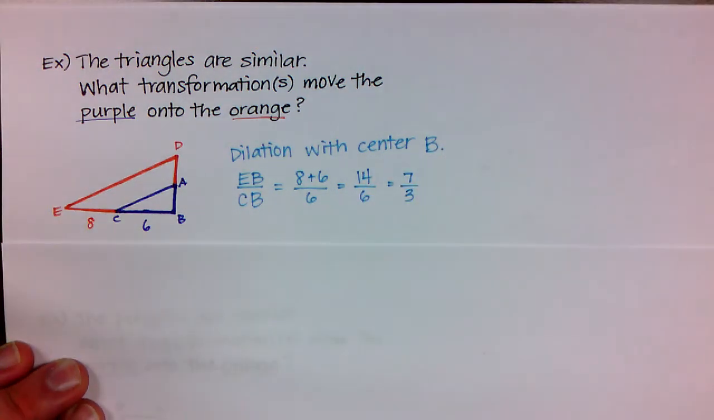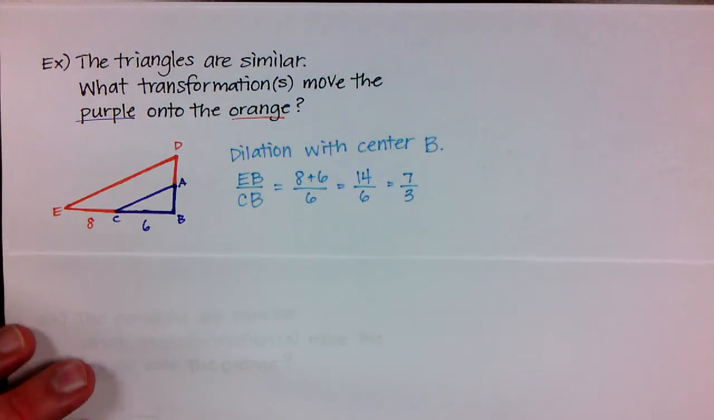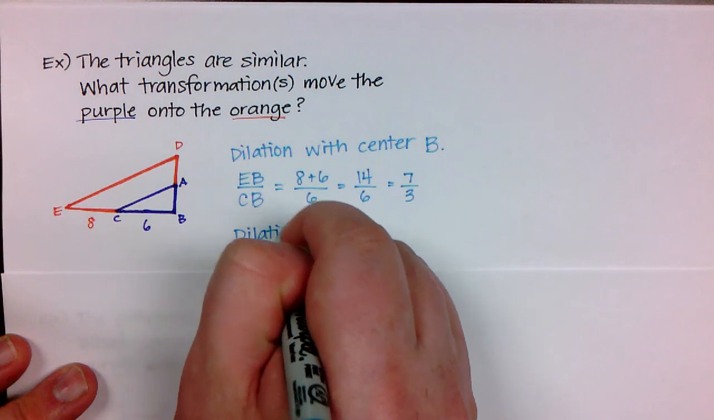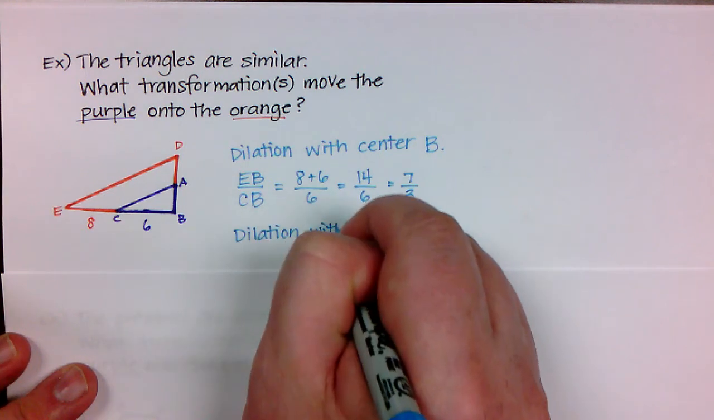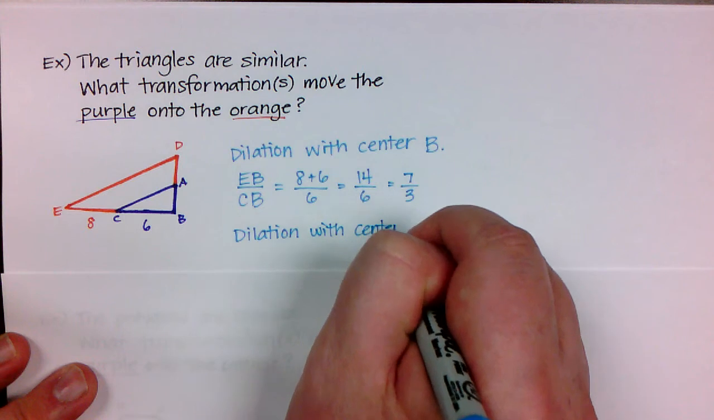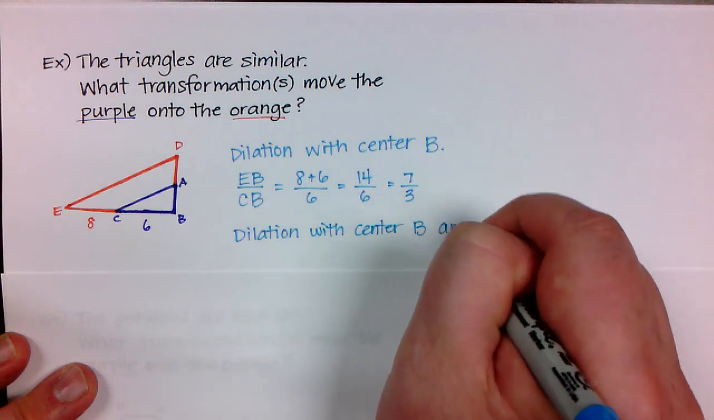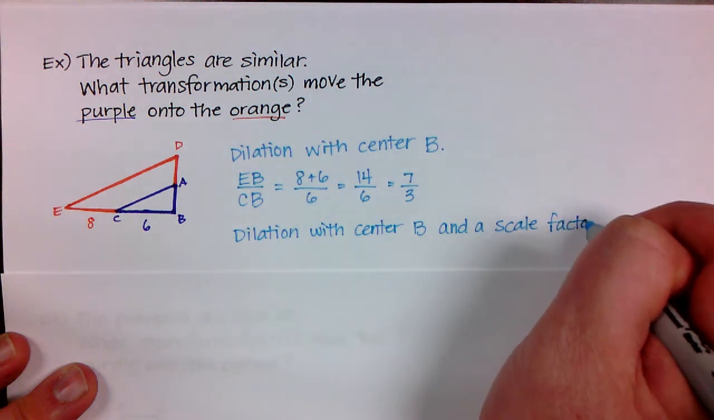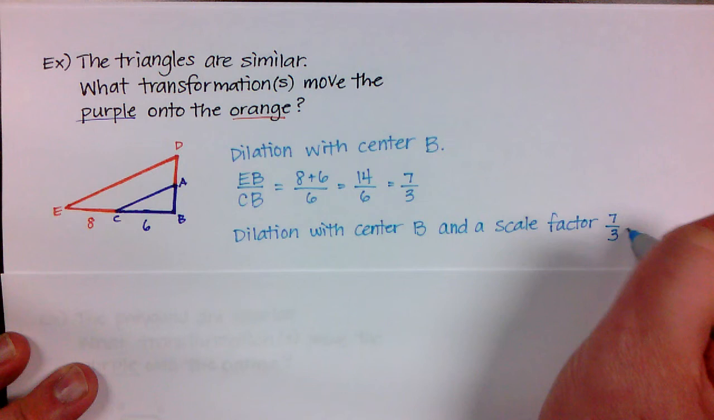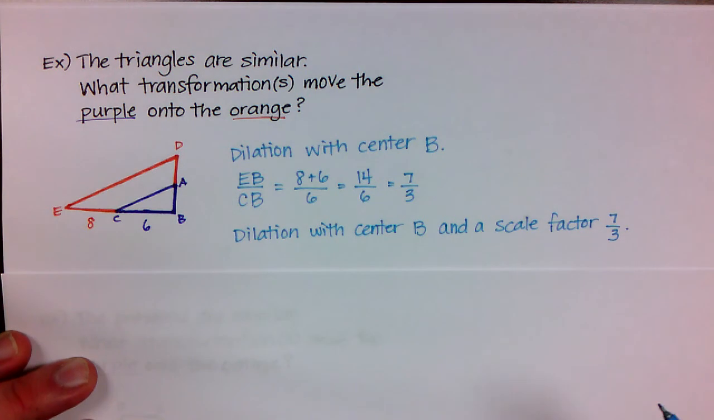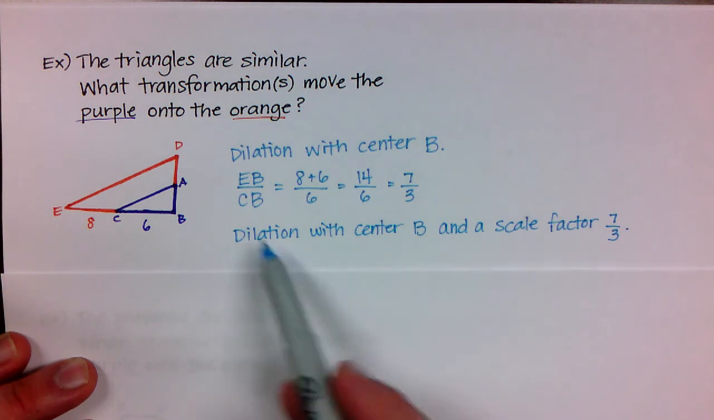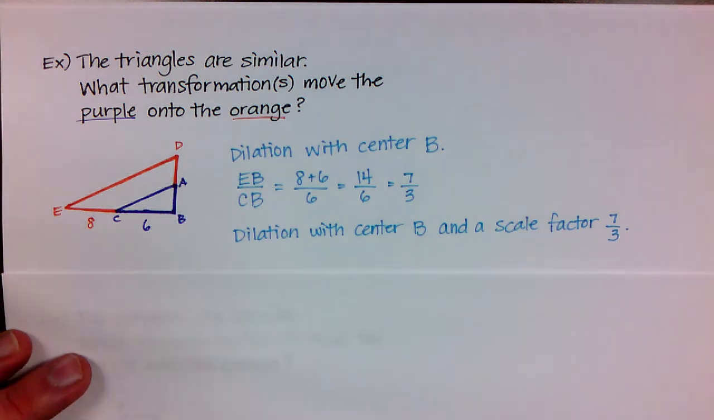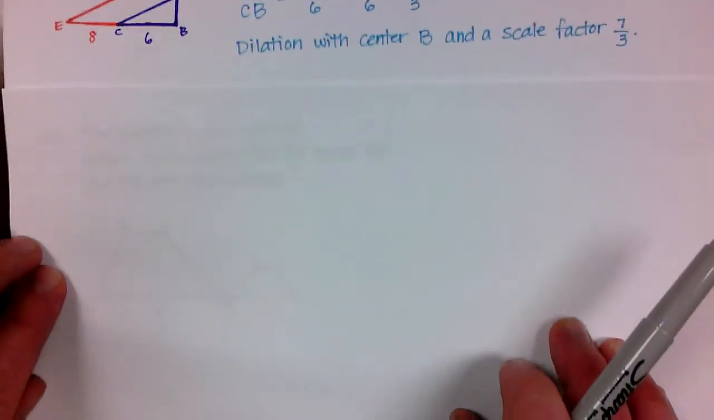So to write my final answer, it looks like there's only one transformation happening. So I would say that there is a dilation with center B and a scale factor of 7/3. And that would be my final answer to describe what transformation is happening. It's a dilation centered at B with a scale factor of 7/3. Okay, so here's another one now.